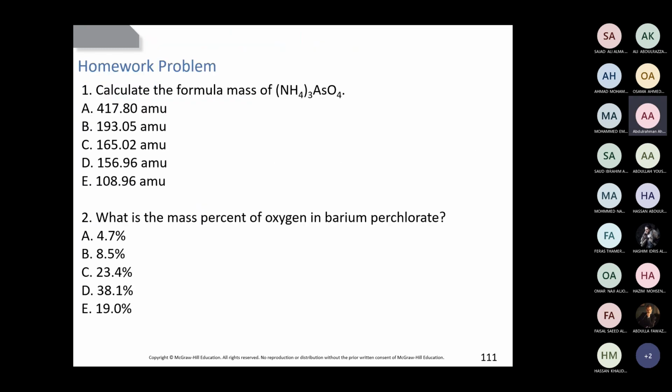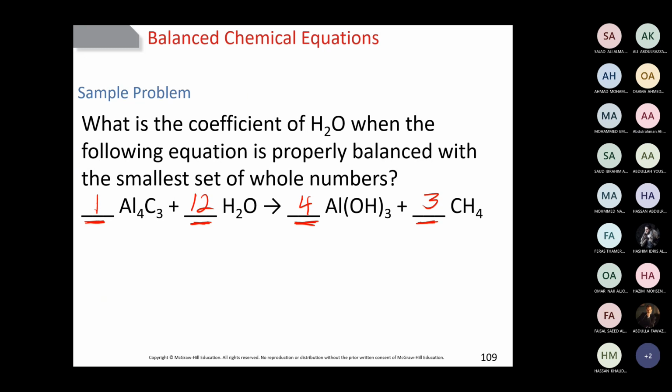Now we're done. How do I remember? You told us a technique for which element we should start with. Yes. That's why I said the first thing was aluminum. I have 4 here. I put 4 here so that I have 4 aluminum. Carbon. I have 3 here and I put 3 here. I have 3 carbon. Done. Now, next after that, I put 1 here.